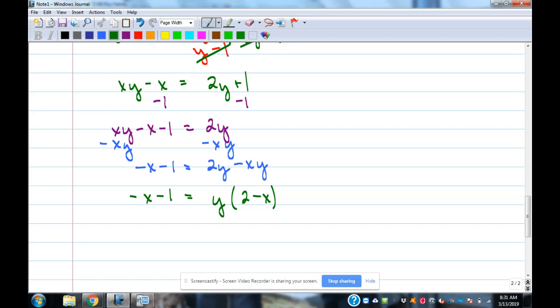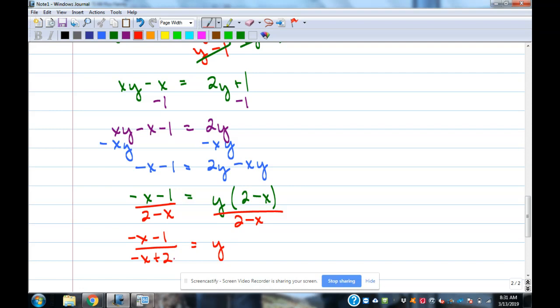So how do I get y by itself? Divide by that whole parenthesis there, divided by 2 minus x. And that'd be negative x minus 1 over, I'm going to write it negative x plus 2, just because it's standard procedure to have your variable in the front, right?